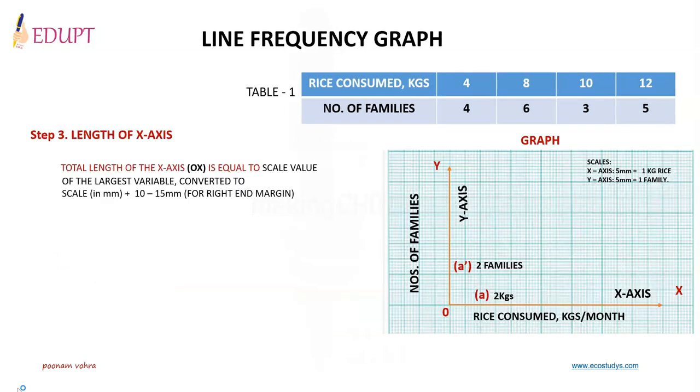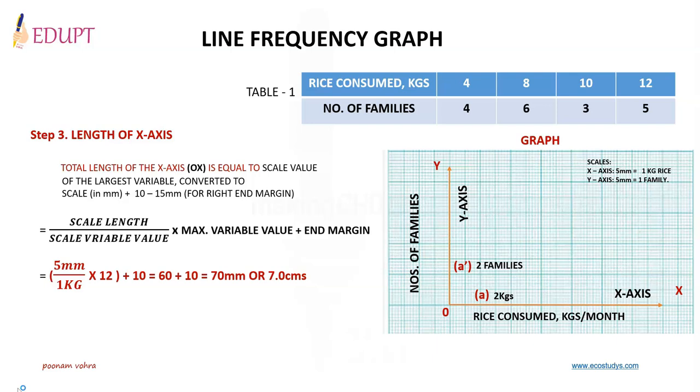Next, you need to find out the length of x-axis. Total length of x-axis, that is OX, is equal to the scale value of the largest variable converted to scale in mm plus 10 to 15 millimeters for right hand margin. So the formula for that would be scale length divided by scale variable value into maximum variable value plus end margin, which is 5 mm divided by 1 kg into the maximum variable value.